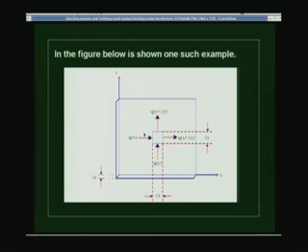So then what would you do? We will say Qx is the heat flow in that direction and Qy is the heat flow in this direction.